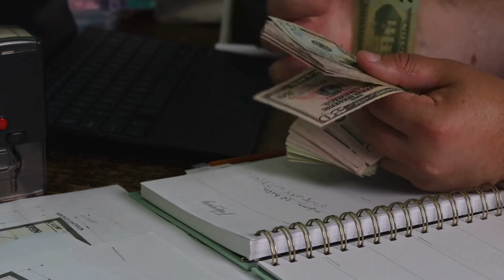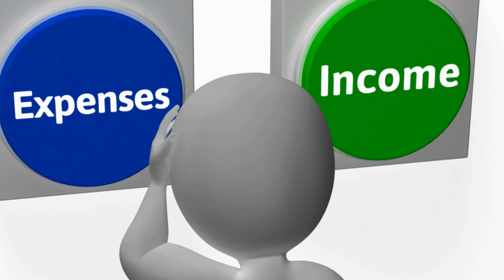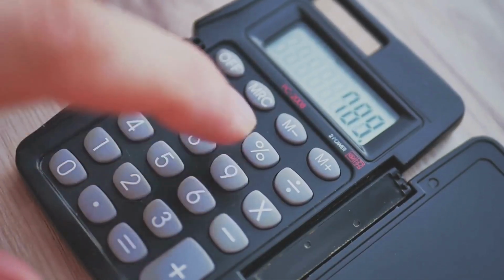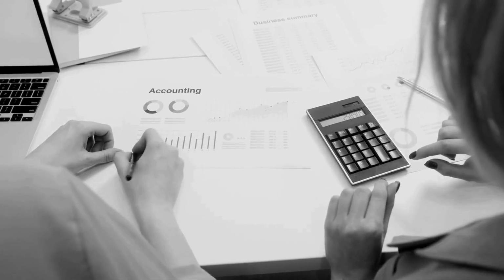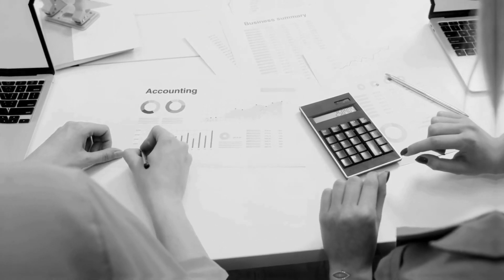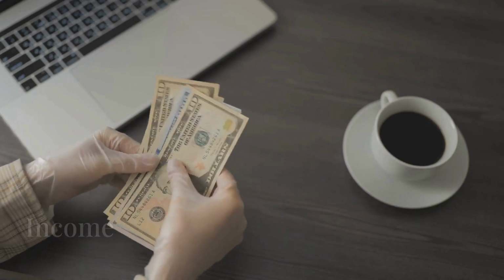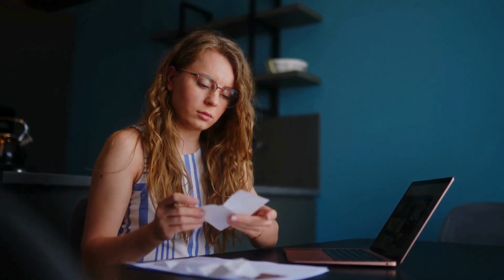Accounting methods. Cash method. Income is reported when received and expenses are deducted when paid. Accrual method. Income is reported when earned and expenses are deducted when incurred. Hybrid method. Combination of cash and accrual methods.